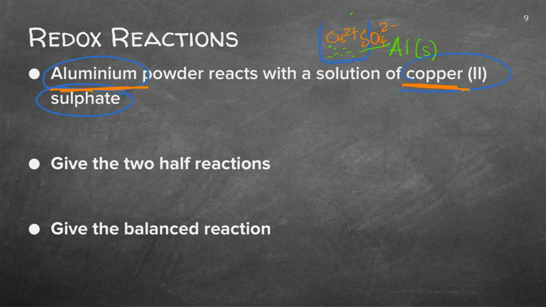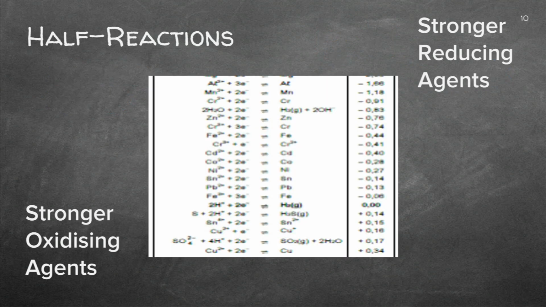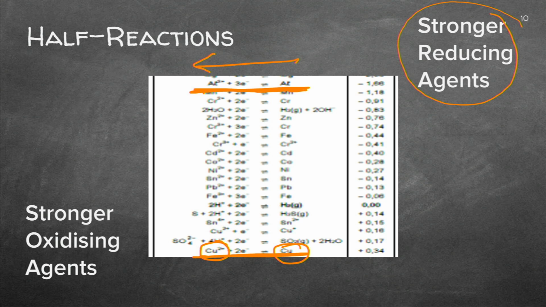So what you have here is a competition again between copper and aluminium. And now you've got to have a look at your table. So please see if you can find your table, put it next to you, and see if you can identify aluminium, which is at the top, and can you see copper, and make sure you're using the right copper, copper 2 plus going to copper 0 at the bottom. And because aluminium is at the top, it's the stronger reducing agent, so the aluminium will become ions and the copper ions will become copper solid.